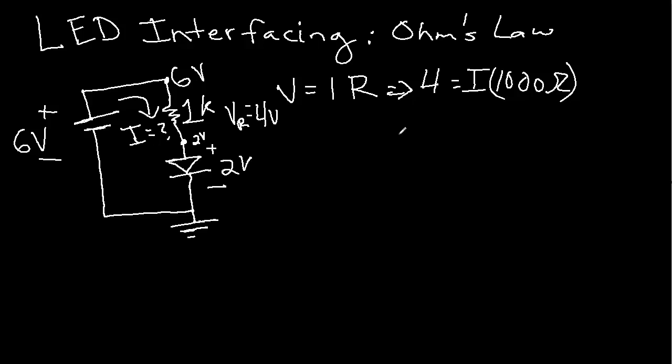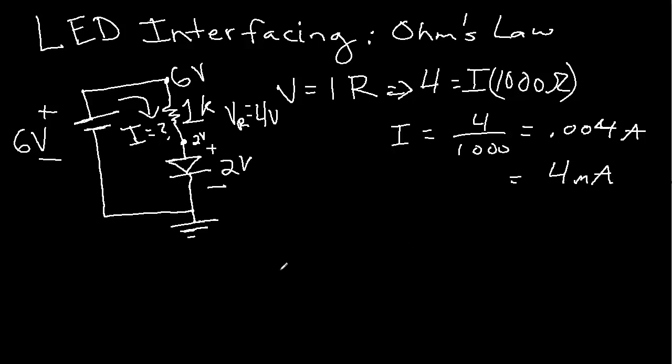So the current would be 4 divided by 1000, which is 0.004 amperes, which is the SI unit of current. So that's the same thing as 4 milliamps. So now we're going to test this in the lab.